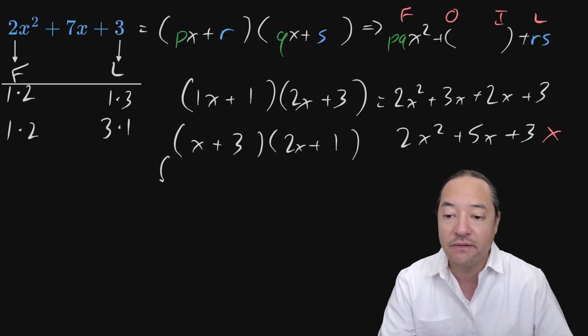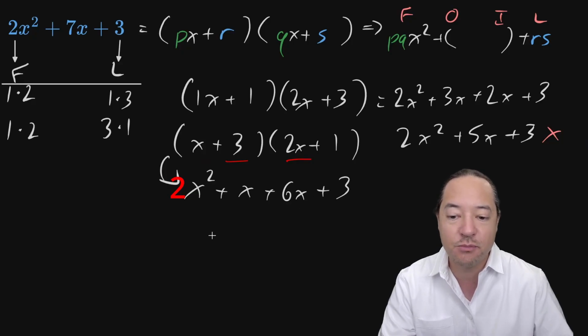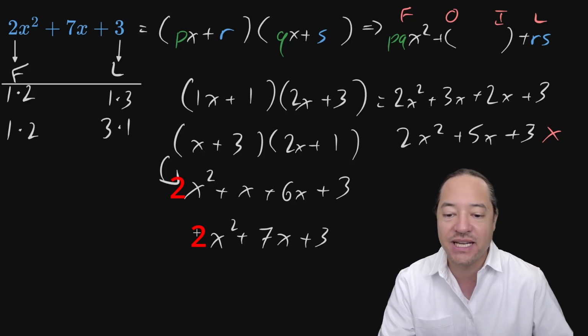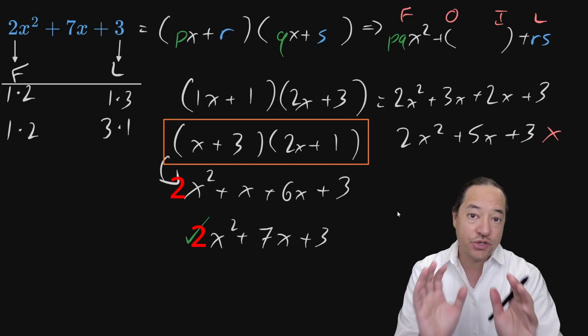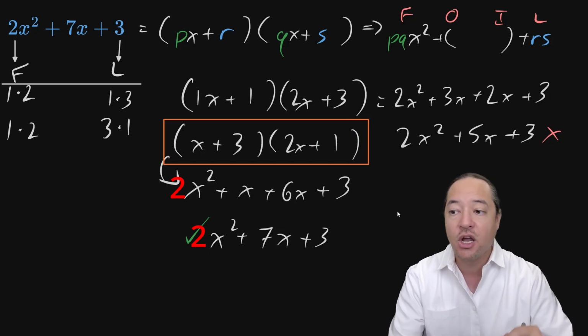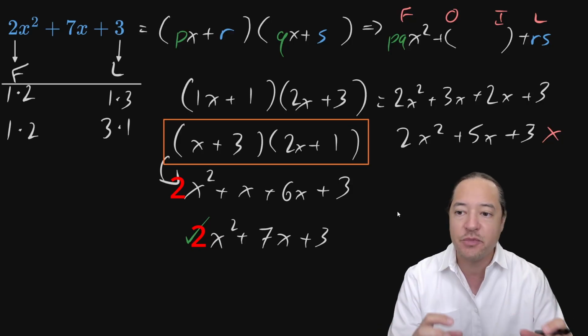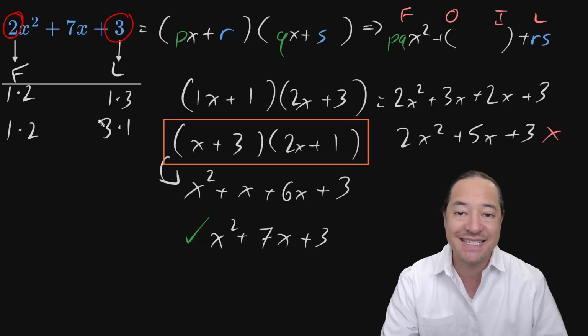Now, if we FOIL this, look at what we get. We're going to get our x squared plus outer times outer, it's going to be x, plus inner times inner is going to be 6x, and then plus 3. We simplify to 2x squared plus 7x plus 3. This is what we want. These are going to be our true factors of the original expression. Okay, so the trial and error method works by finding all of the combinations. Now, in this case, for prime numbers, when you have prime numbers for a and c, it's not too bad.